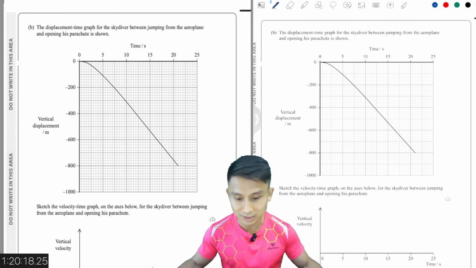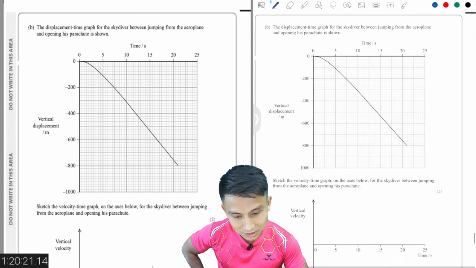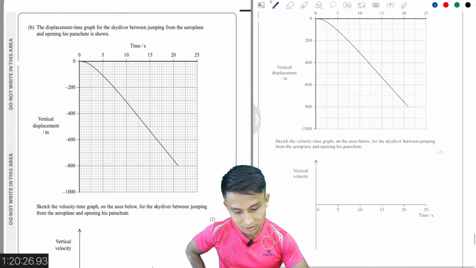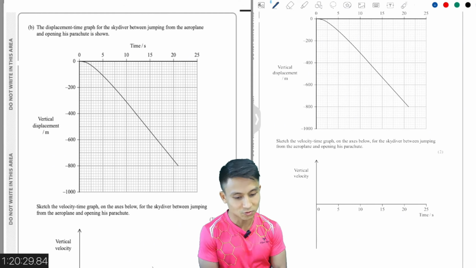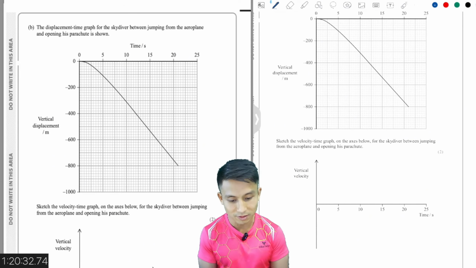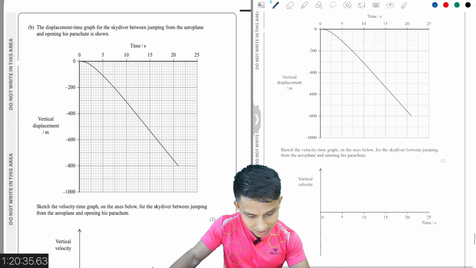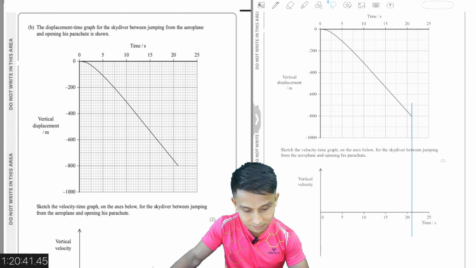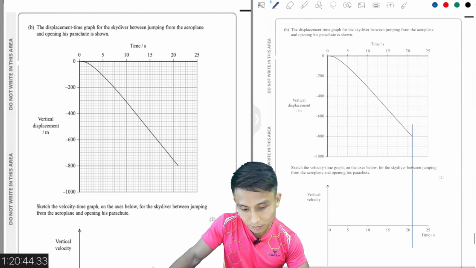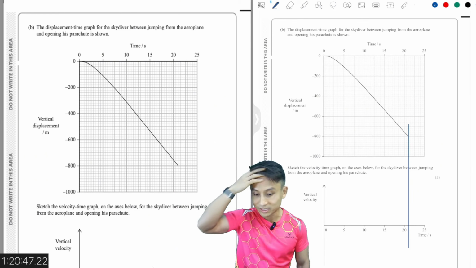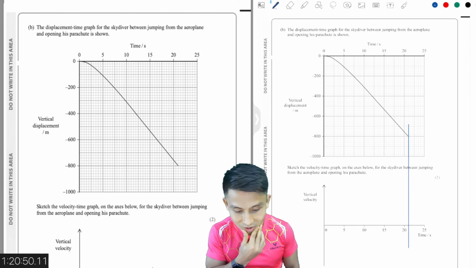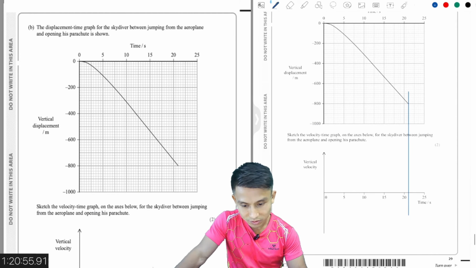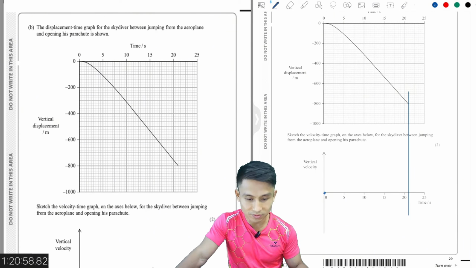Okay, yeah, let's finish this once and for all. We have the displacement time graph of the skydiver between jumping from the aeroplane to the opening of the parachute, and then sketch the velocity time graph on the axis below. Okay, so we're going to make the time correspond here. So let's have the vertical line here. That's where it ends. Right, so it's diving down. The vertical velocity should also be negative then, right? Yeah. So vertical velocity would start at 0.